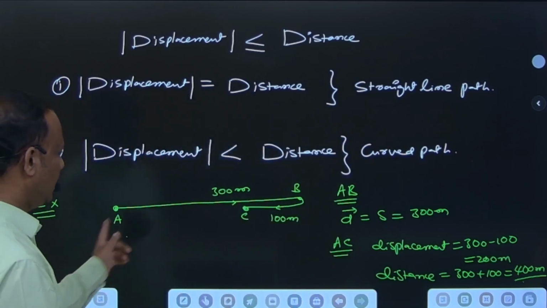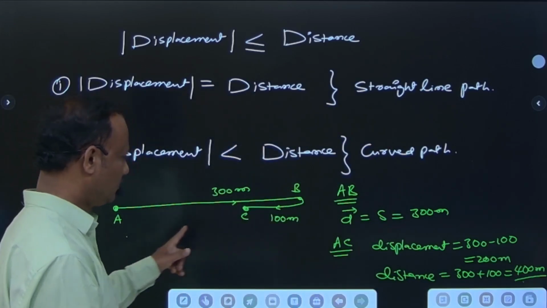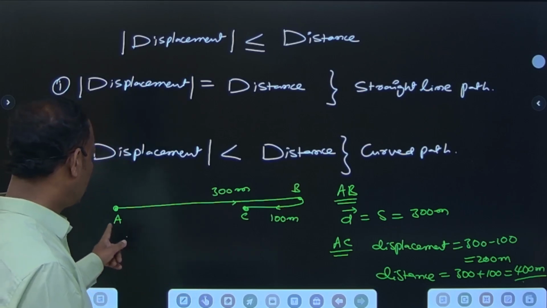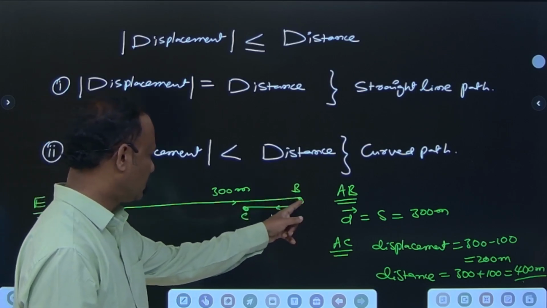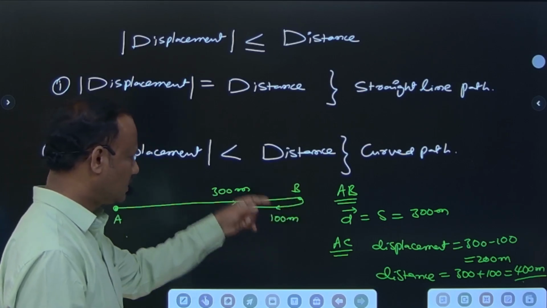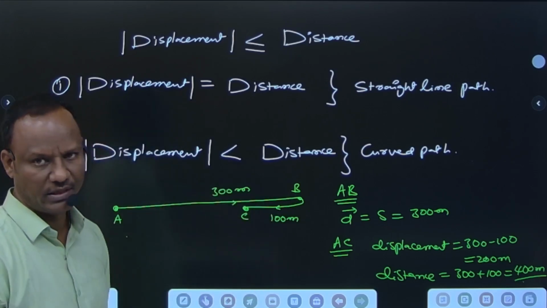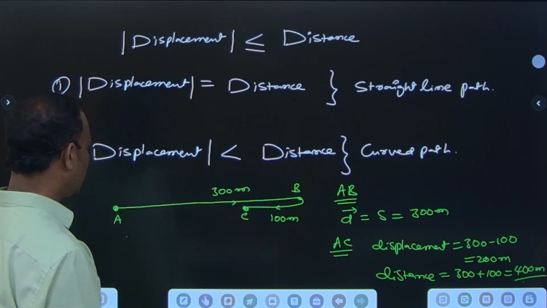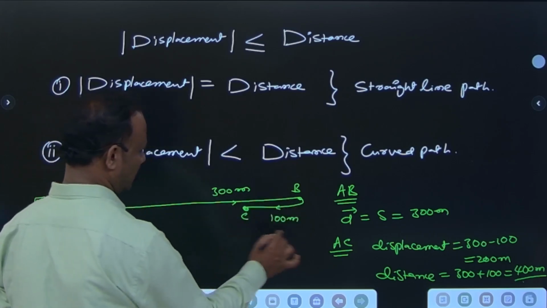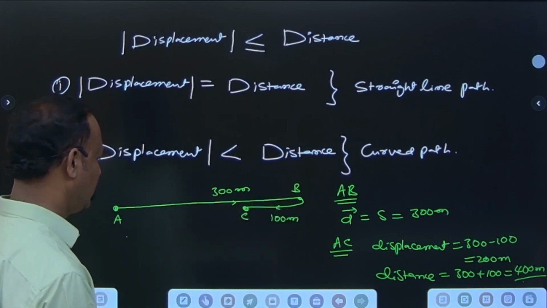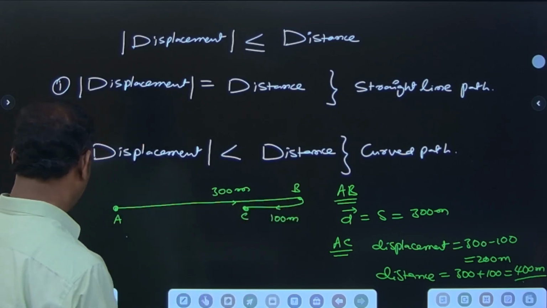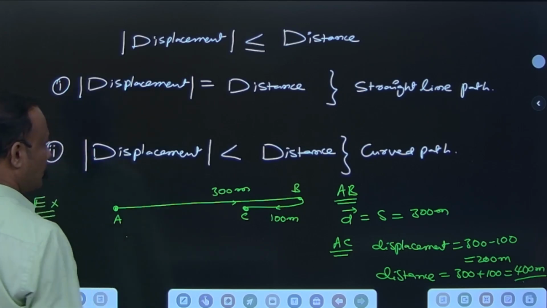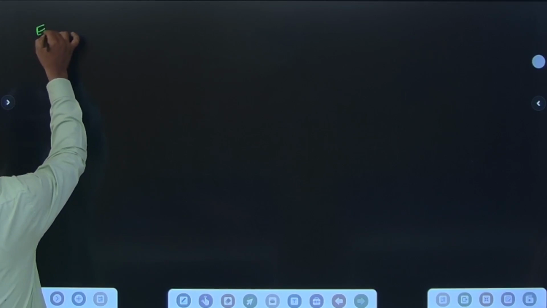Displacement from A to B and A to C. From A to C, total is up to 300 and returned back, 300 minus 100, it's a 200 according to sign convention. Distance is the actual path followed. 300 plus 100, it's a 400 meter. So next one, if you choose about a cyclist, most repeated question.